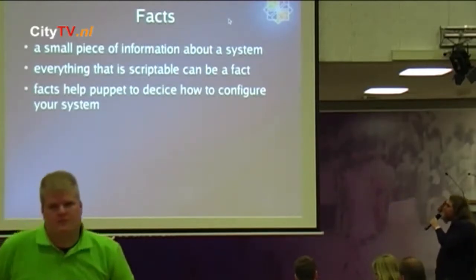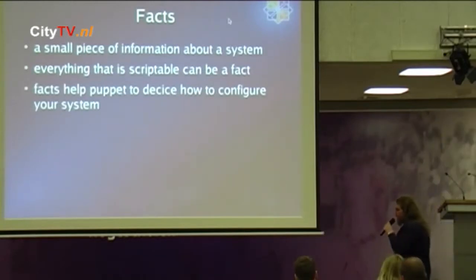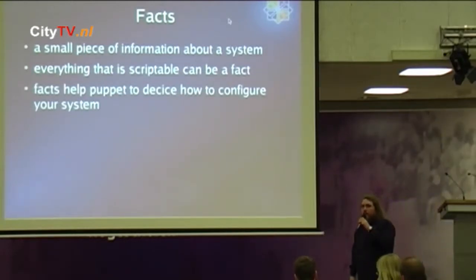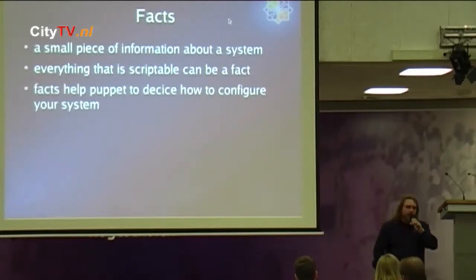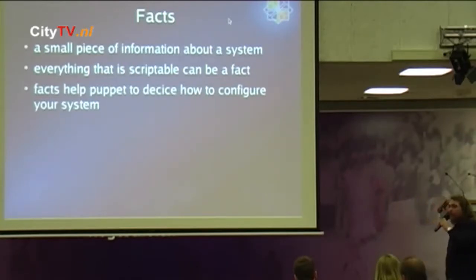As I already said, the facts help Puppet to decide how to configure your system. So the operating system type is a fact. The LSB distribution is a fact. The amount of memory installed is a fact. Everything that's a fact can be used to make Puppet decide what to do to that system.